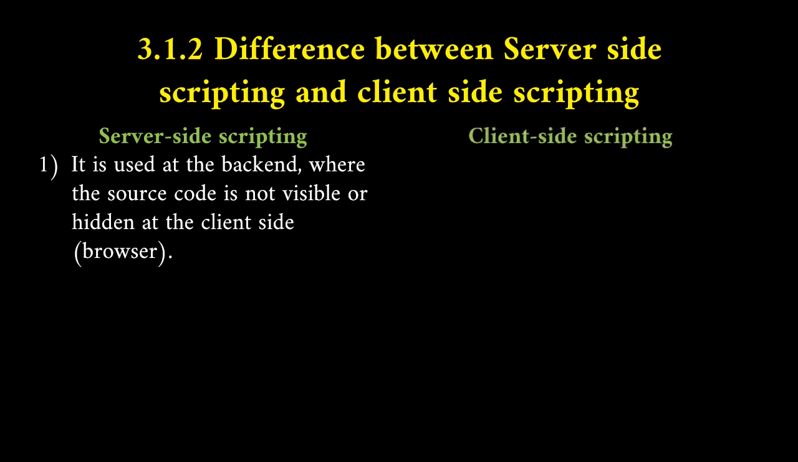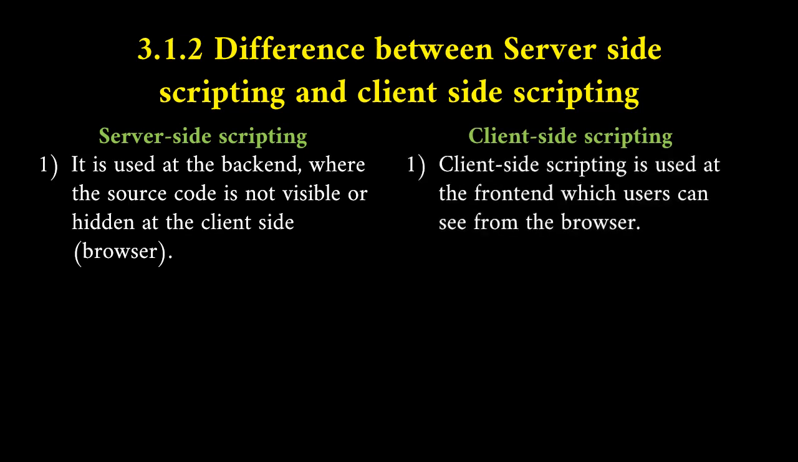But on the other side, client-side scripting is used at the front end, which the user can see from the browser. Now see the difference. Server-side is not visible but client-side is visible. Server-side script is hidden at the client side but client-side script is visible to all. How can you see the client-side scripting code? Just right-click in the browser when you run the program and go to view source, and you will get the code. It means client-side scripting is used at the front end, which the user can see from the browser.